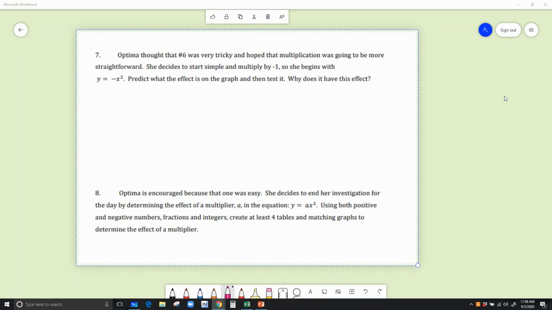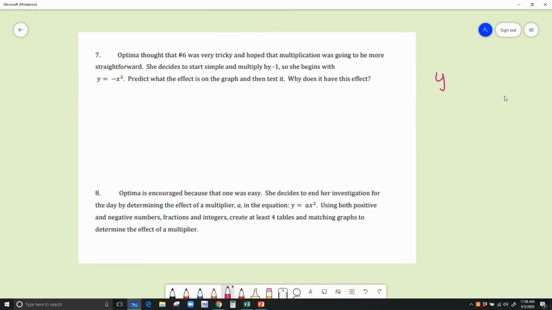All right, so now that you had a chance to do all that, hopefully, here are the last two things Optima wants to know. The things that we can change about the parent function of y = x². Remember, that's the equation we're always changing, right? So she said number 6 was very tricky. So hopefully you realized it was kind of a little bit different than you expected. And she hopes that multiplication was going to be more straightforward.